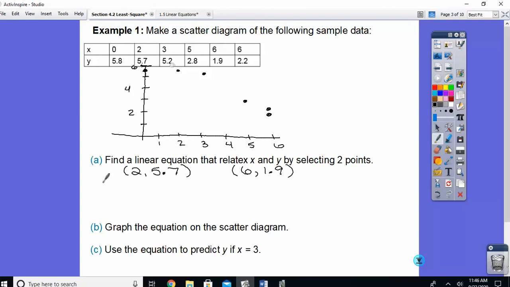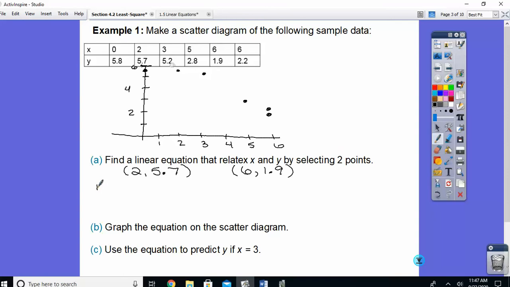Right. If I pick 2 different points, will I get a different equation? If it's a true line, no. If I'm just taking 2 of these points, will I get a different equation? Yes, because this is not a perfect line by any means.